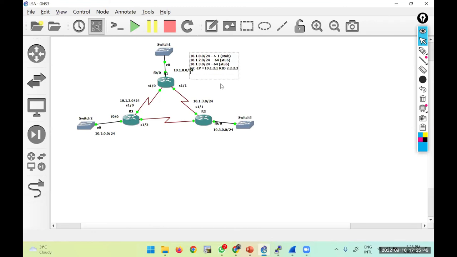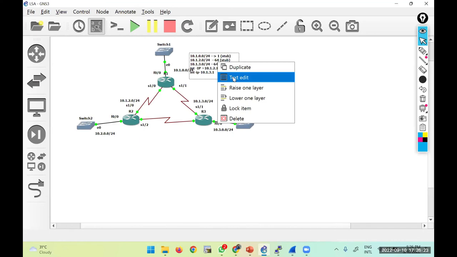2.2.2.2. And through another link, the interface IP is 10.1.3.1, that is on the serial 1/1 interface. And through this link, you will have another neighbor, that is 3.3.3.3. So these five pieces of LSA information you will find in your R1 LSA. And the same information you will have in your R2. So what will the LSA look like in R2?